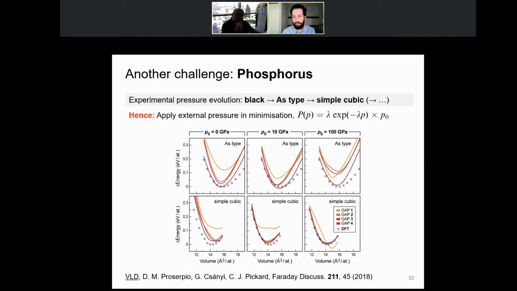Now for phosphorus, I'd say it's semi-exciting, because everything either turns into the arsenic type or the simple cubic structure. But I think this is an interesting perspective in the future for looking at high pressure phases, where structure searches have often been extremely helpful. And there's no reason.